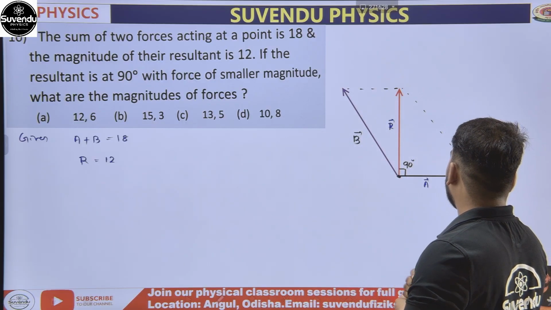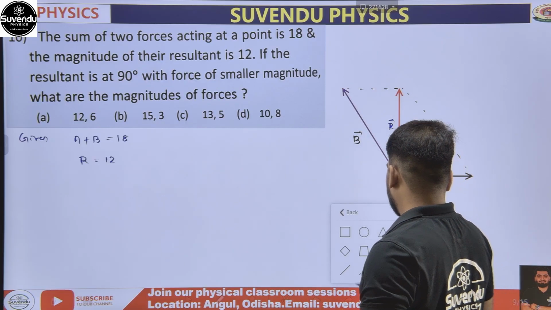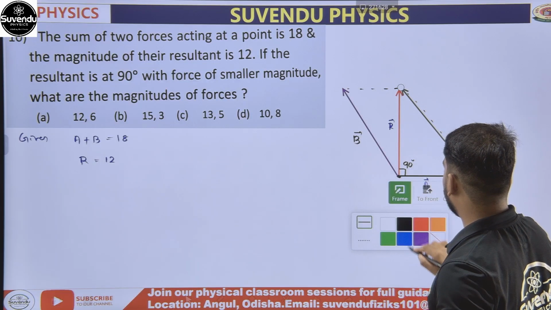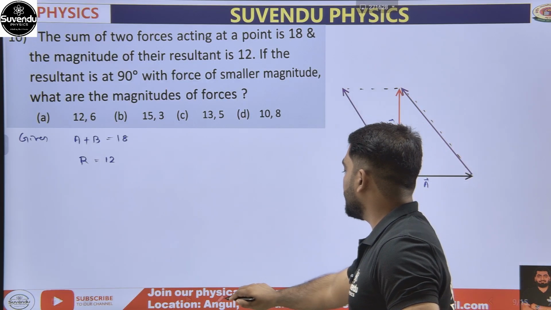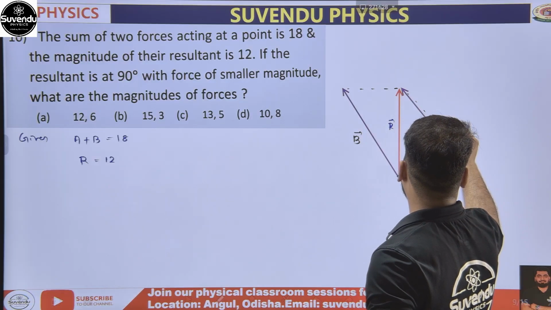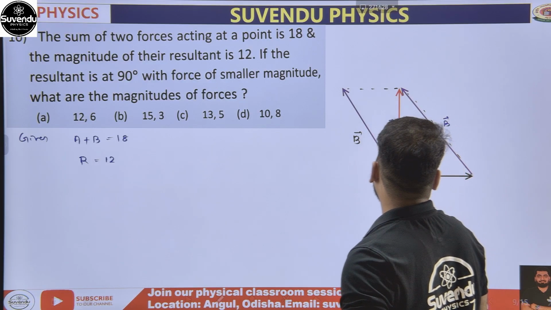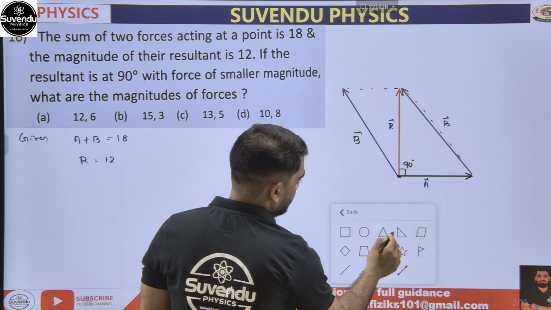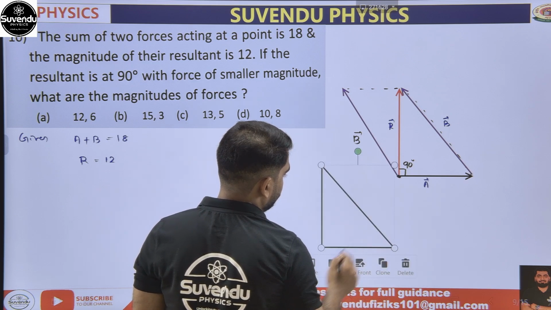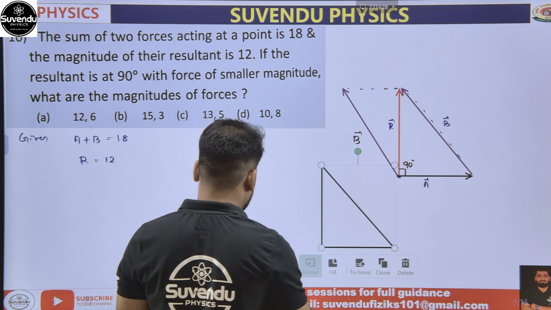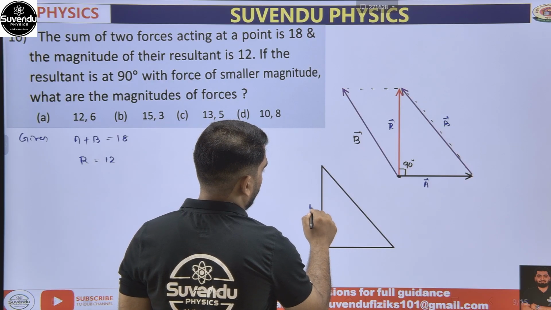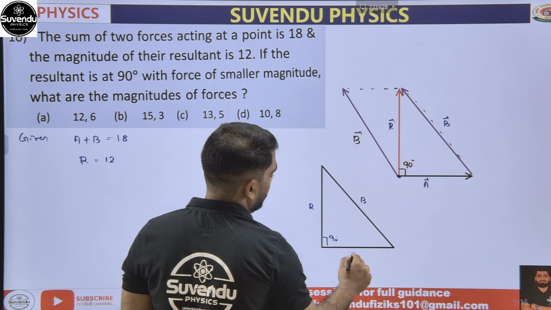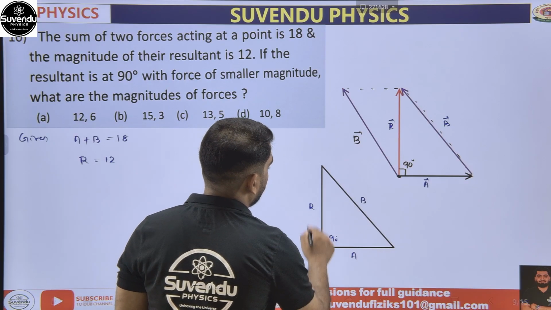So how can we calculate? In case of a parallelogram, if this is your B vector, this will be the B vector also. Is that clear to all of you? A vector can be shifted parallel to itself. Magnitude wise, I will draw the triangle again. Now let's have a look at the triangle. This is the R, this is 90 degree, and this is your B, and this is your A.